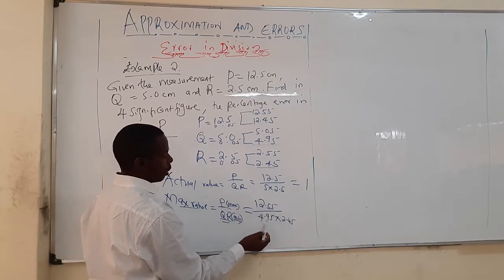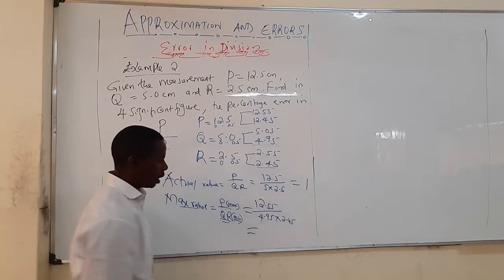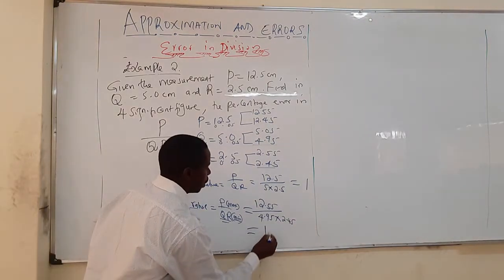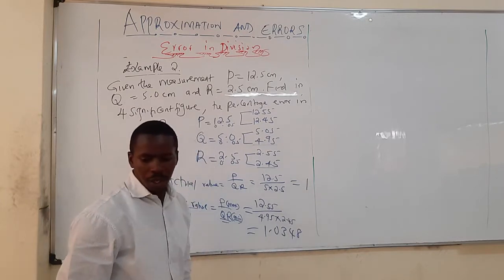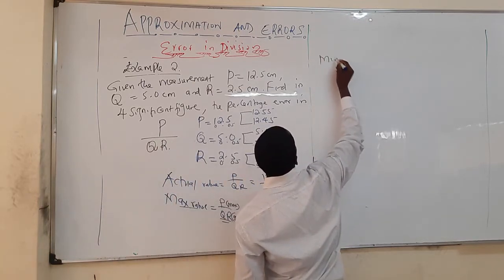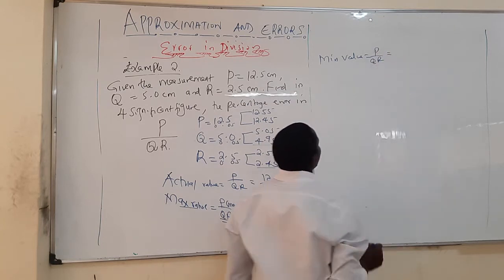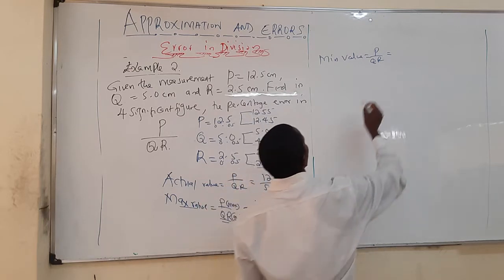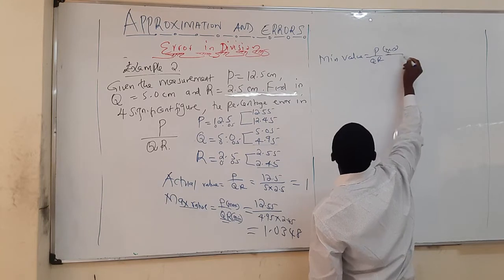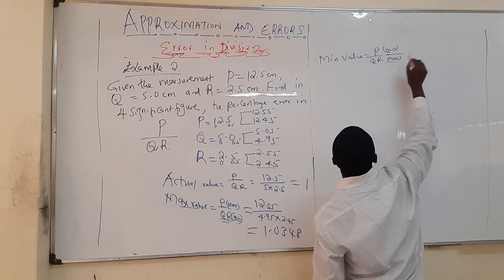So 12.55 divided by 4.95 times 2.45, you get 1.0348. Then we want to get the minimum value of P over QR. So the minimum value here, we want the numerator to be at minimum, or the lower limit, and then the denominator should be at maximum, or the upper limit in that case.